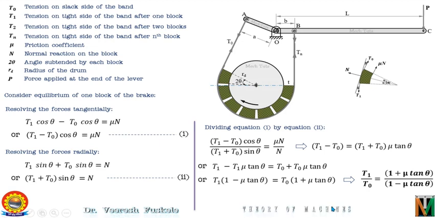I hope you have understood the construction of band and block brake and the working of band and block brake, and also you have understood the various relations of ratio of tensions and the braking torque. And I hope you will also be able to calculate the applied force P using the method discussed in the band brake lectures. In the second part of this lecture, we will solve some numericals based on band and block brake. In case of any doubt, please feel free to contact me.